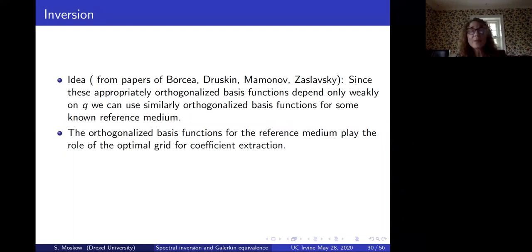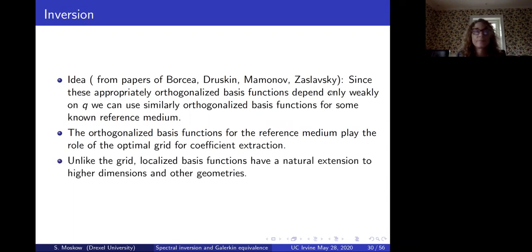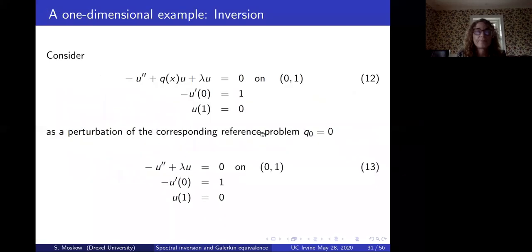And so these orthogonal basis functions for the reference medium play the role of the optimal grid steps for coefficient extraction. And unlike the finite difference grid, the localized basis functions have a natural extension to higher dimensions and other geometries. So anytime you have a variational formulation, you can look at these localized basis functions. So let's look at an example in one dimension of using this for inversion.